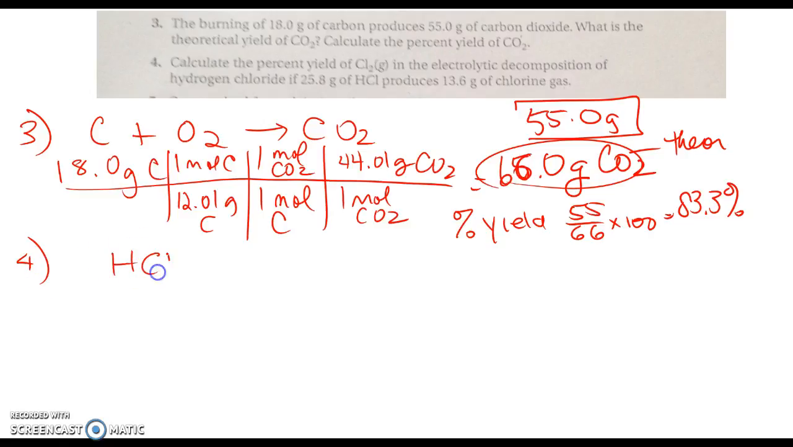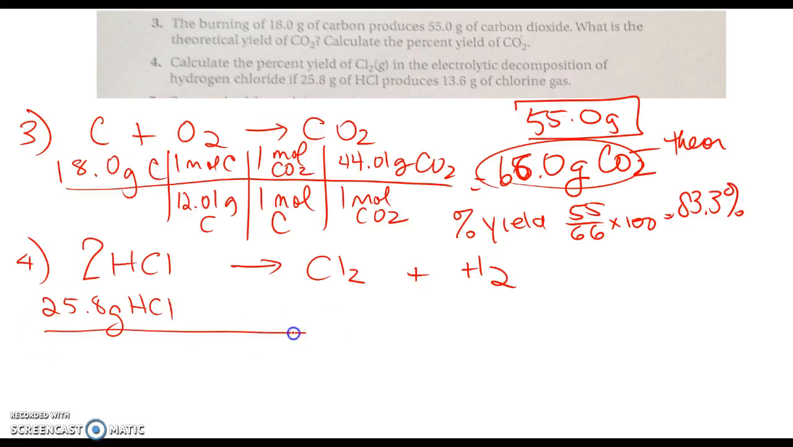Number 4, we have to write this equation. So we have HCl going to chlorine gas and hydrogen gas. So to balance that, I end up putting a 2 here. We're given 25.8 grams of HCl. And we want to know how much chlorine is produced, right? Now we're calculating it. It'll be theoretical.